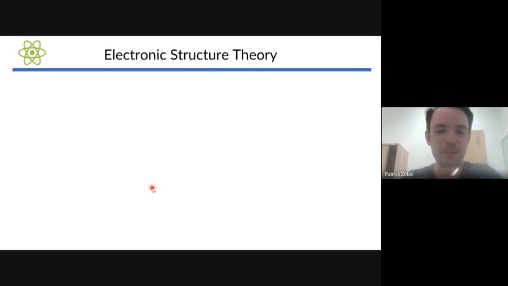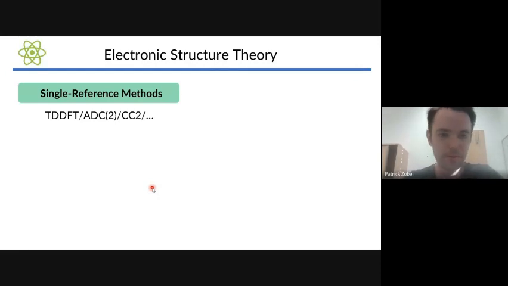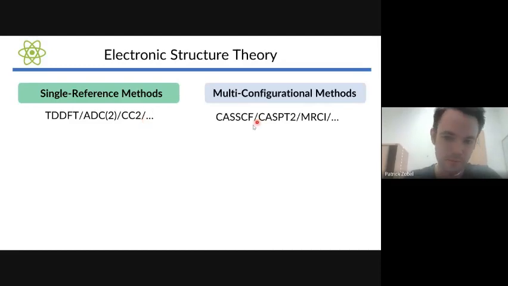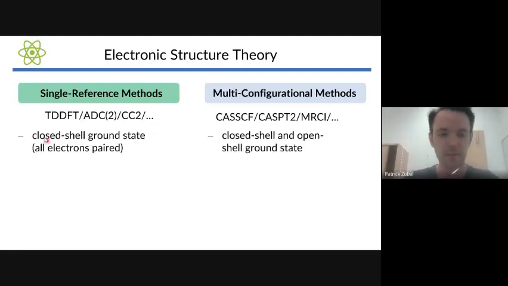In the end, we also need to calculate our potentials, which we do with any of our favorite electronic structure methods. Typically, you can distinguish between single reference methods, something like time-dependent density functional theory or ADC2 or some coupled cluster theory, and multi-configurational methods, examples of which are CASSCF, CASPT2 or MRCI. They have their strengths and disadvantages, and they are used for different purposes. A single reference method is restricted to a closed shell electronic ground state, which means in the ground state all the electrons have to be paired. Otherwise, this breaks down, or at least gets very tricky to see if it still makes sense.